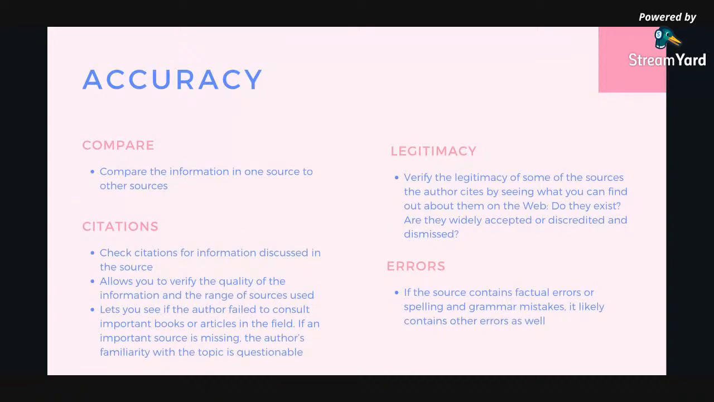So there are different parts of accuracy. One thing is comparing the information in one source to others. Okay, are the facts that are coming out of this the same? Look at the citations. Check the citations for information that they talk about. This helps you verify the quality, and also lets you see if the author looked at certain references and sources, or if they just were like, hey, this is what I think, versus actually using facts.